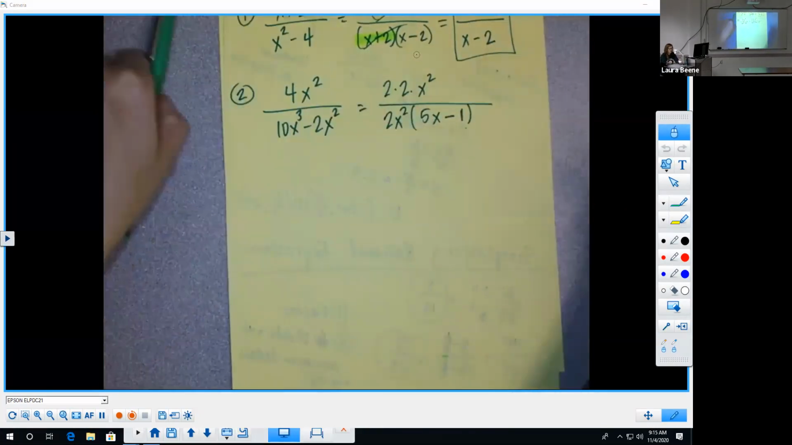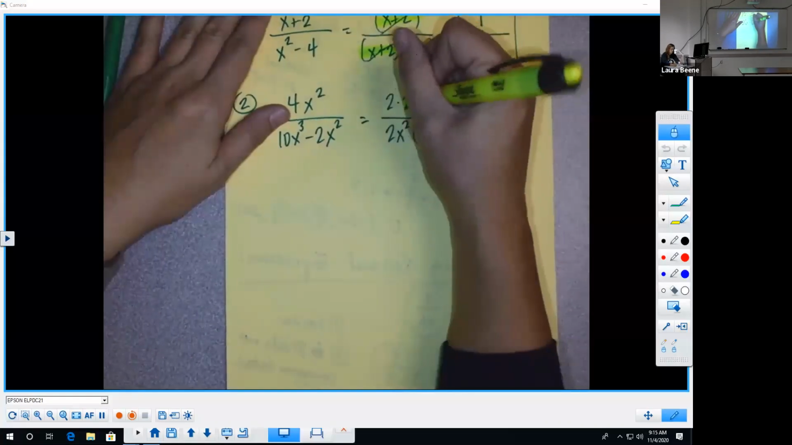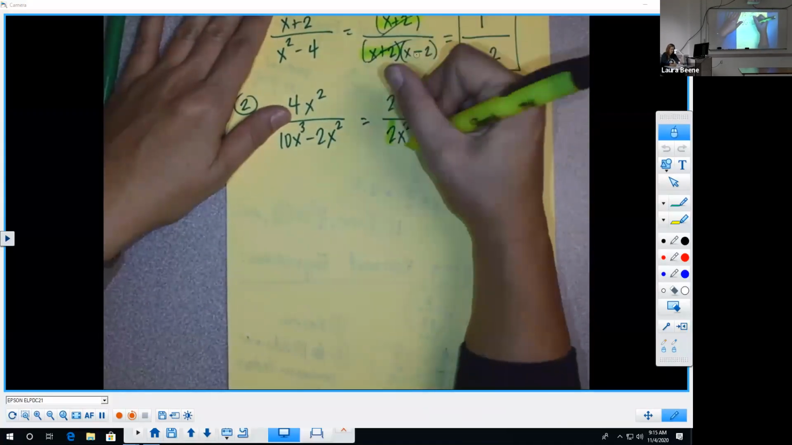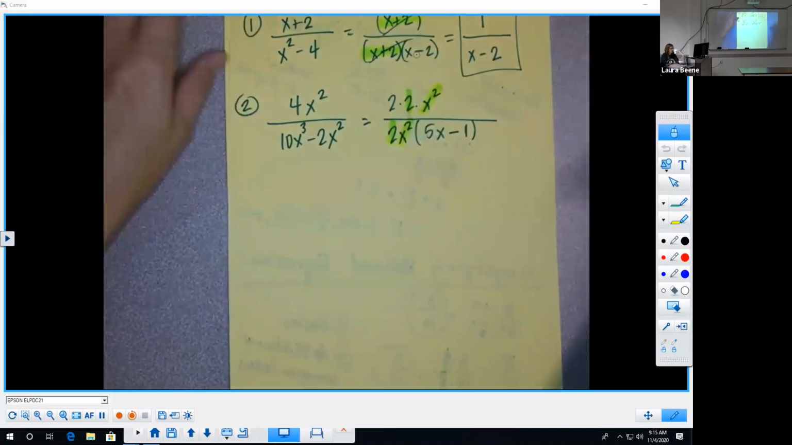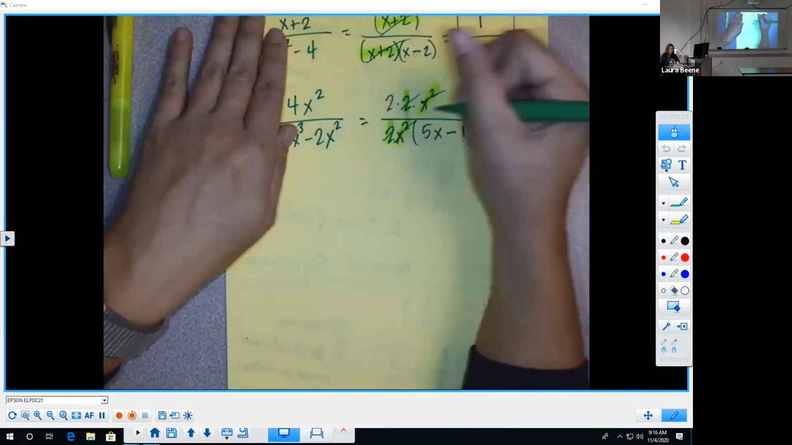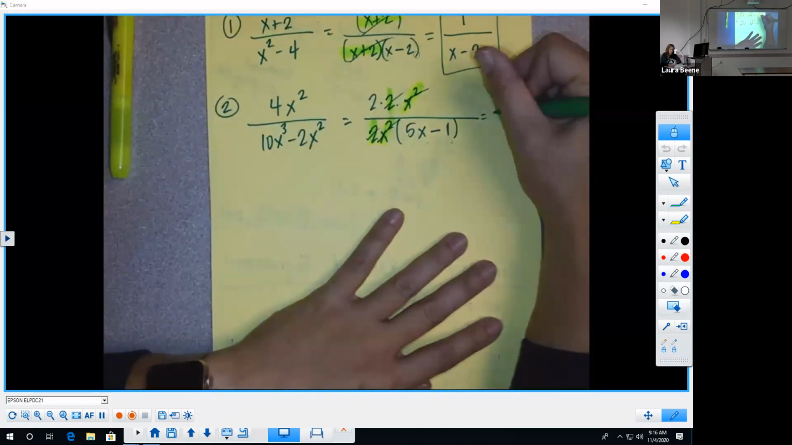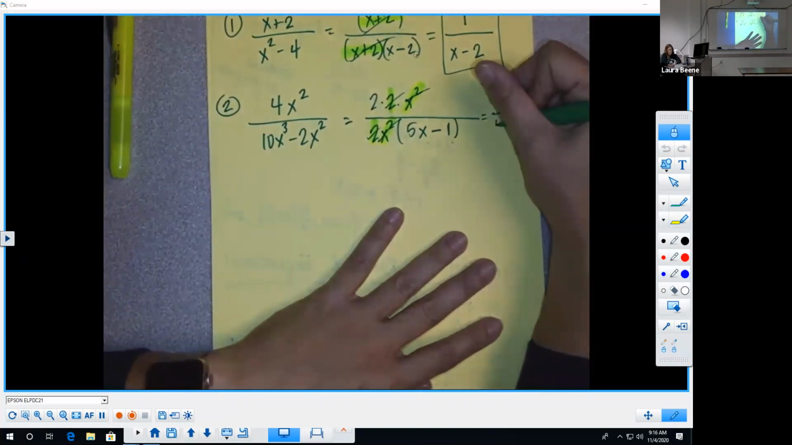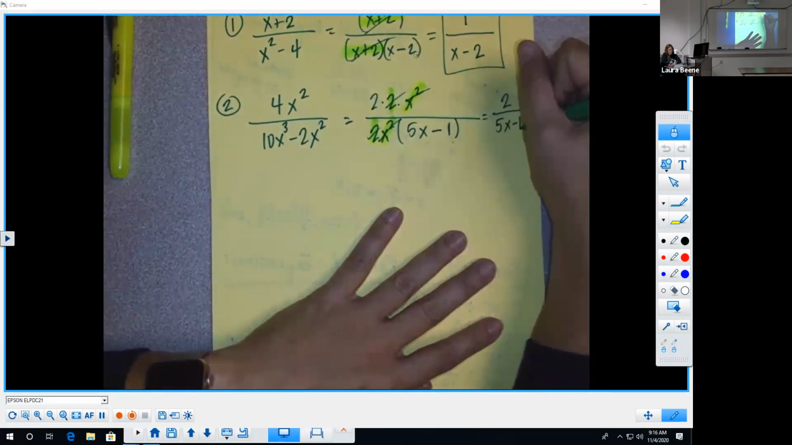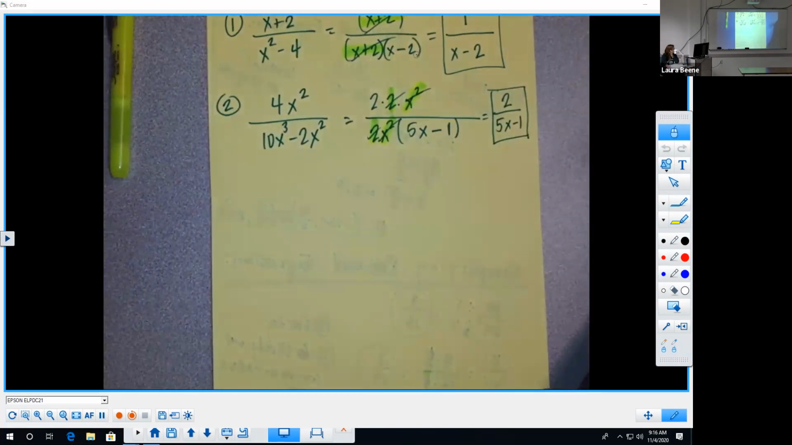So now what's the same on bottom and on top? A 2 and an x squared. So that's what can cancel out, a 2 and an x squared. What's left on top? 2. What's left on bottom? 5x minus 1. And that's your answer. Questions about that?